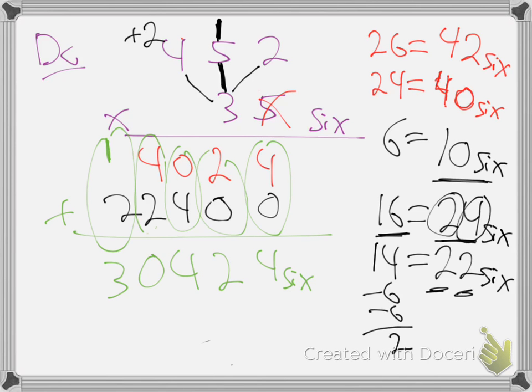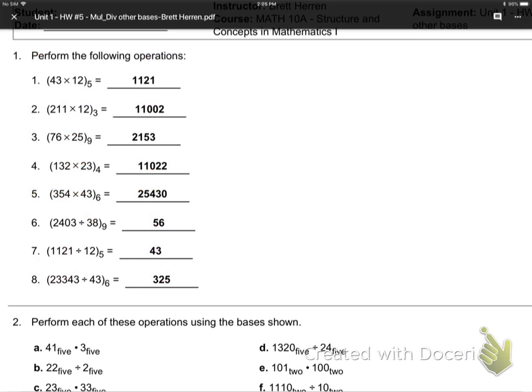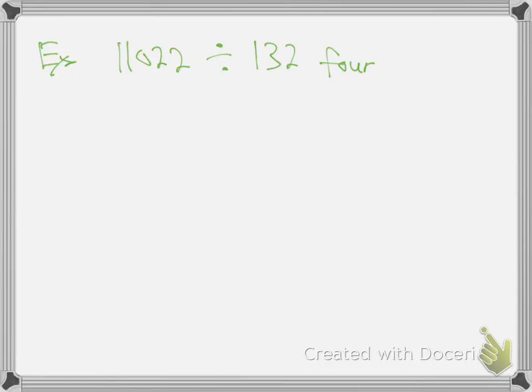We've done everything in the foreign bases. Now divide. All right, so let's see. Let me try to imitate the homework here. So the homework: 11022 divided by 132 base 4.